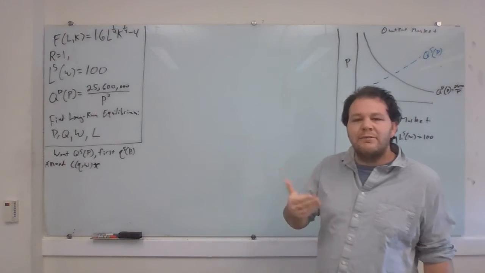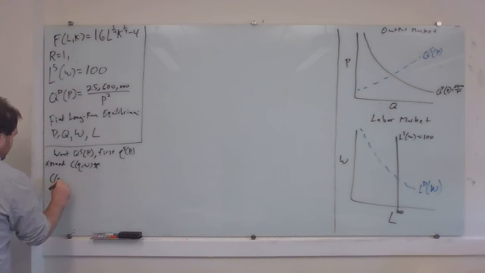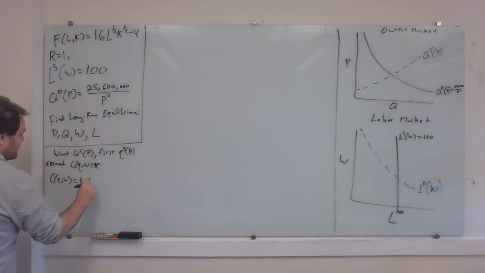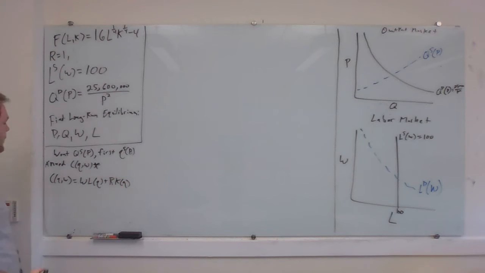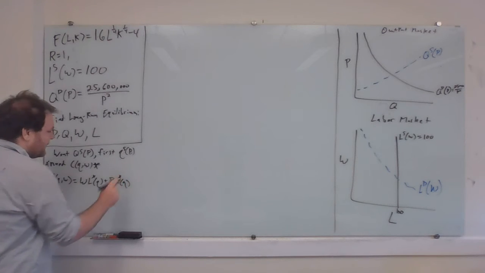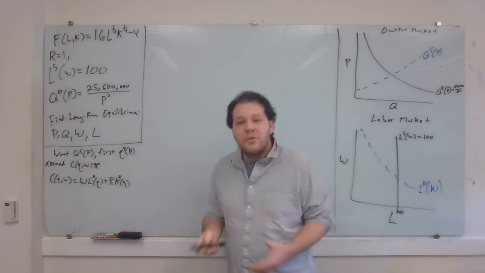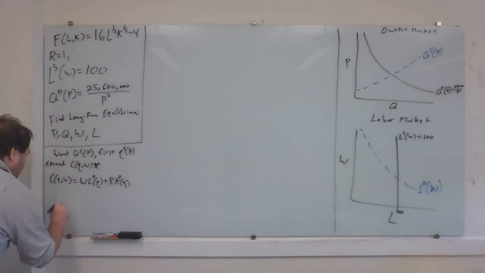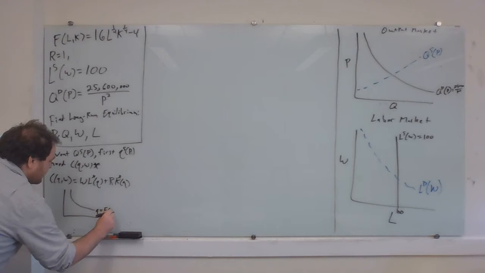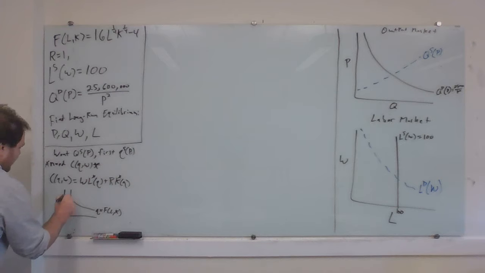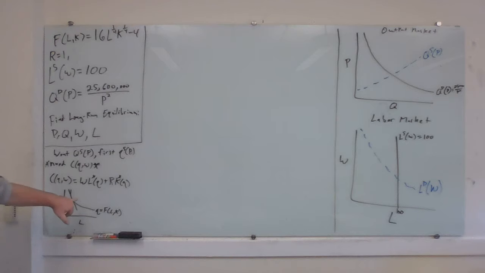So how are we going to go about trying to find our cost function? Well, we know that C of Q, W is just going to equal W times L of Q plus R times K of Q, as always. So what we really need is L of Q and K of Q. How do we go about finding them? We're going to want to say for any particular Q that we want to produce, we want to find our cheapest combination of labor and capital. This is going to be our first objective.